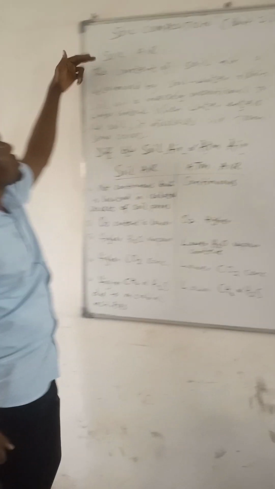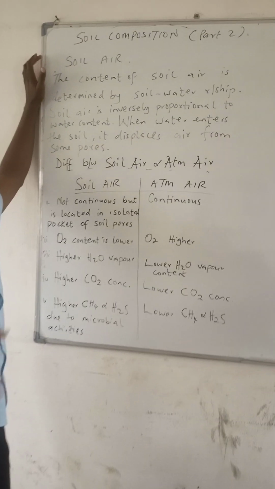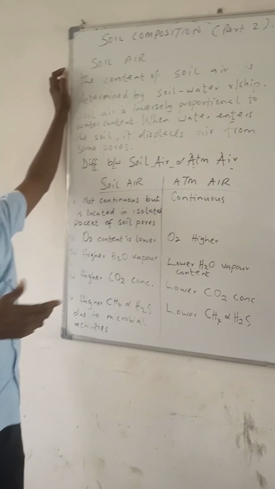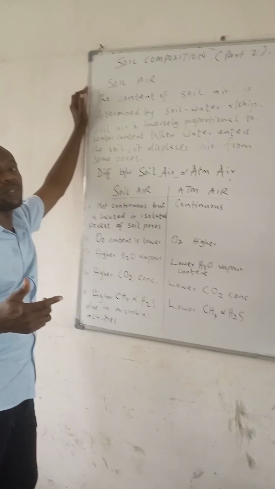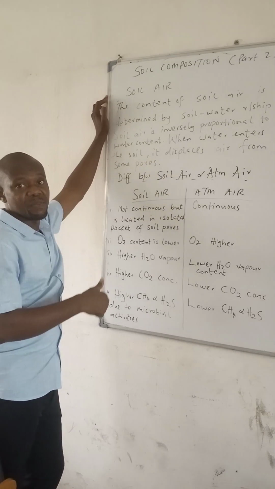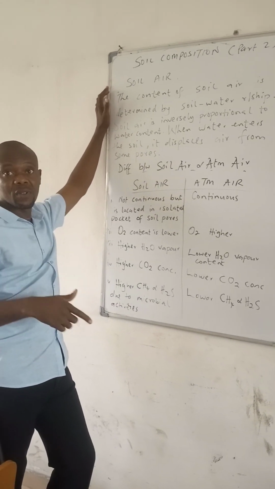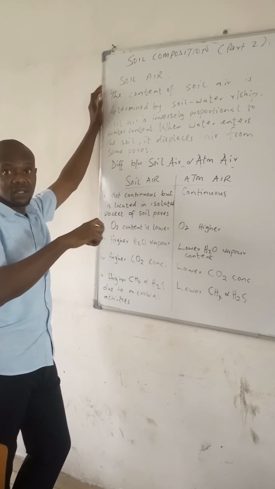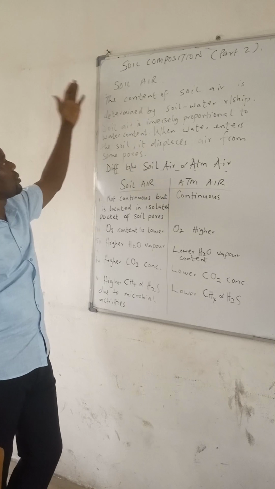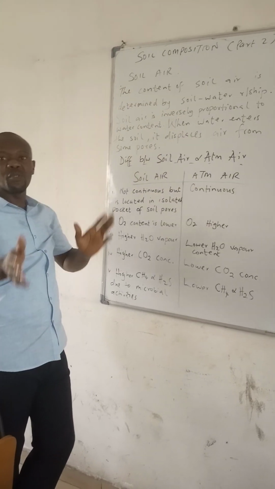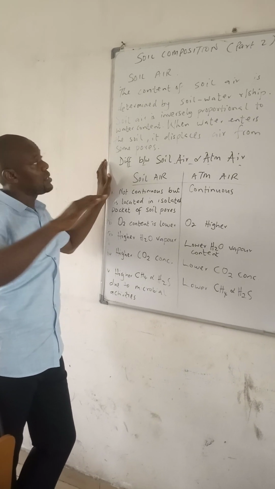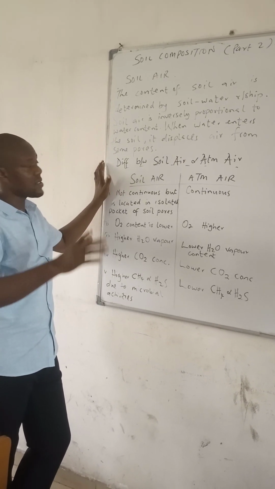Okay, so like I said before, soil air has a relationship with the soil water. The content of soil air is determined by the soil water relationship. When water enters into the soil pores, it will displace part of the pores which the air has filled. Okay, so the soil air is inversely proportional to soil water content, which means if the soil water is high, the soil air will be low, and vice versa.